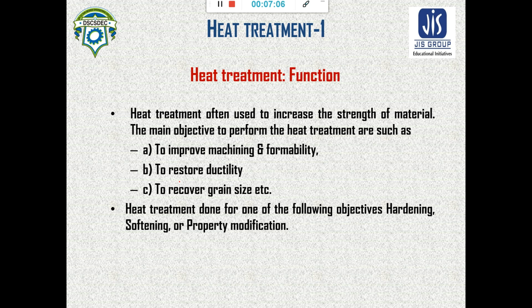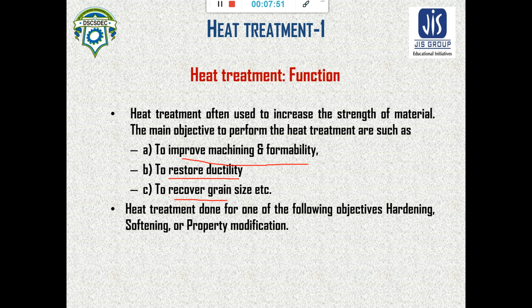Improving its property means, in a specific manner, it improves machining and formability. It restores ductility. So the main objective is to improve machining and formability, to restore ductility, to recover grain size. That means porous grains are broken and form finer grain, which would increase the hardness of the material. So that is what heat treatment does. And heat treatment is done for one of the following objectives. First is hardening, softening, or property modification.